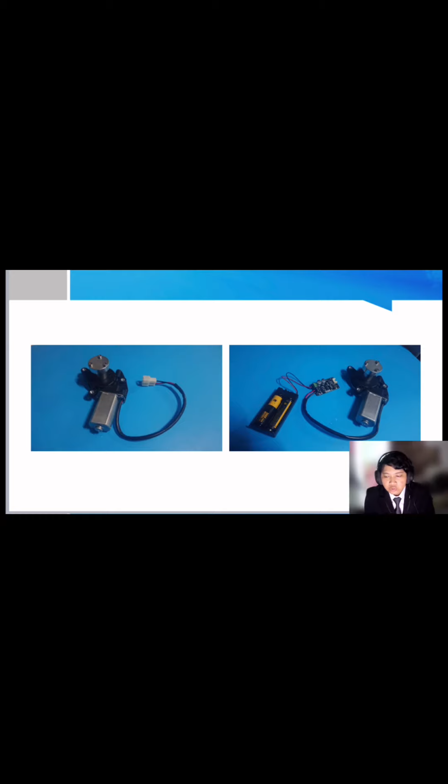This power window motor moves when the switch is pressed, and at that time an electrical current will flow to the power window motor. The rotation of this power window motor will be changed by the regulator to an up and down motion to open and close the window.